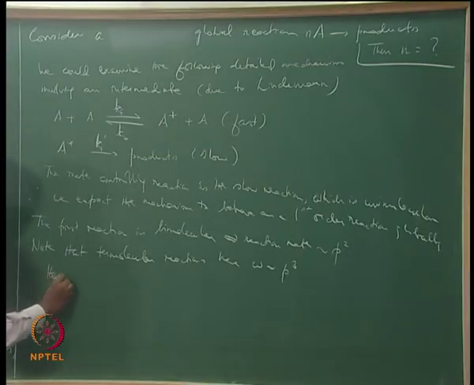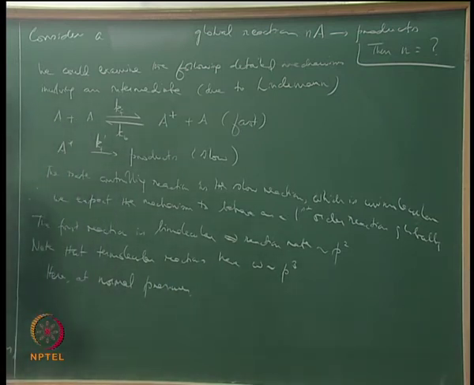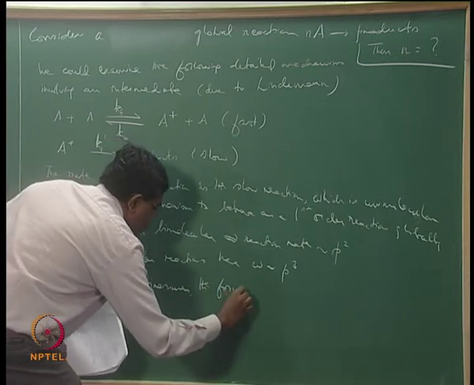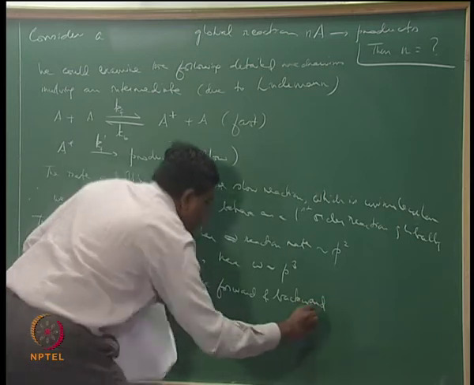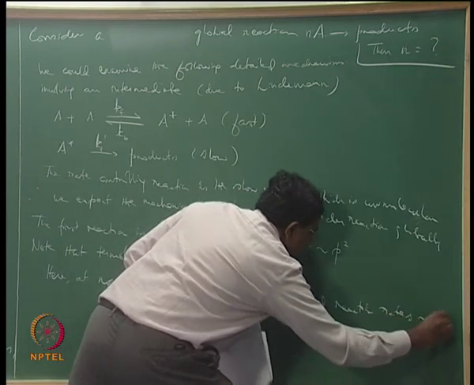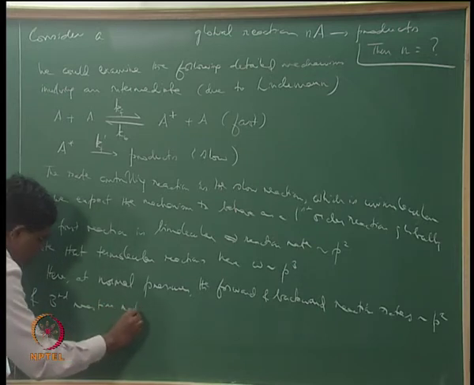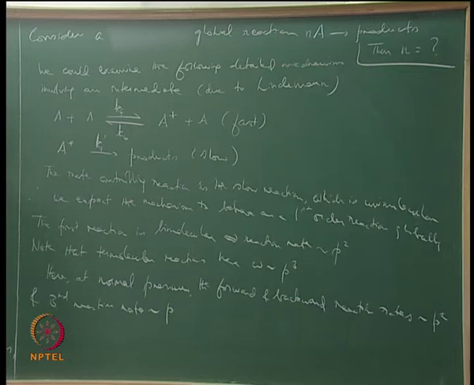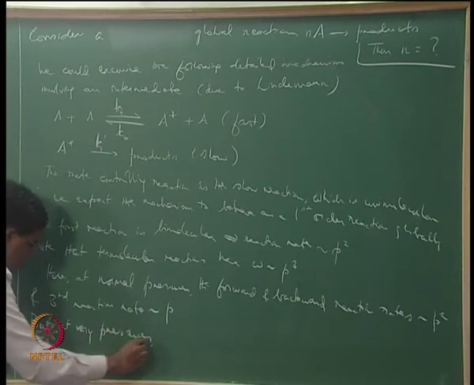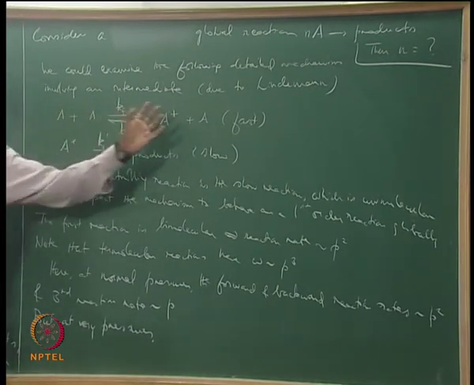So here, at normal pressures, the forward and reverse reactions have reaction rates that go as p squared, and the third reaction rate goes as p. But at very low pressures, the first one actually becomes slow. The first two reactions become slow, right?